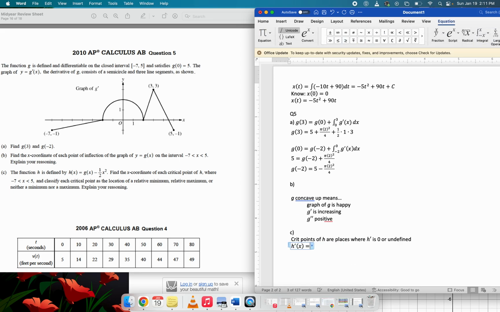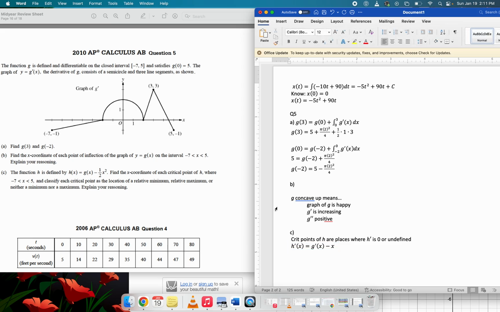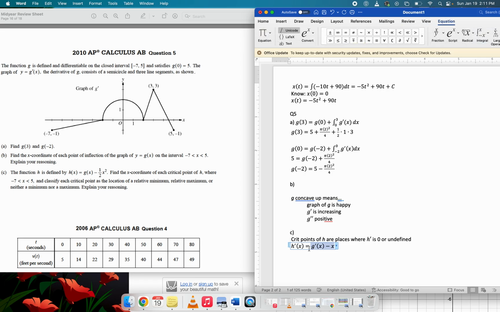H prime of x is going to be, well, you just take the derivative. That would be g prime of x minus the derivative of this guy here. That's just minus x. So critical points of h are places where this expression is 0 or undefined. Is this expression undefined anywhere? Certainly the minus x presents no problems. Is g prime undefined anywhere?